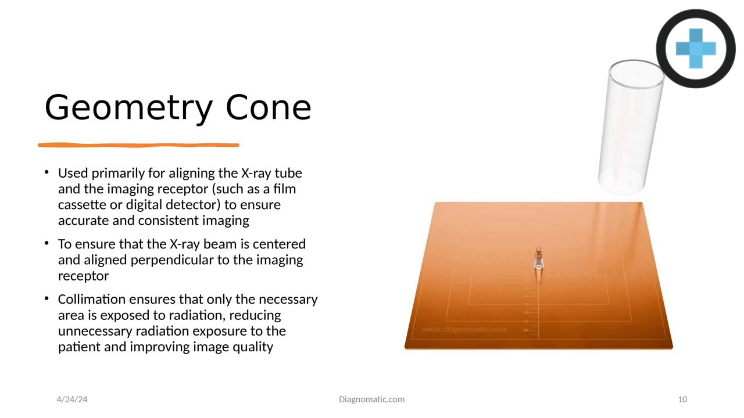Geometry cone. This guy's made out of copper. It's used primarily for aligning the X-ray tube and the imaging receptor. It can be useful for analog or film cassette as well as a digital detector, and helps ensure accurate and consistent imaging. Also helps ensure the X-ray beam is centered and aligned perpendicular to the imaging receptor. And collimation ensures that only the necessary areas are exposed to radiation. So it reduces unnecessary radiation exposure to the patient and helps improve your overall image quality.